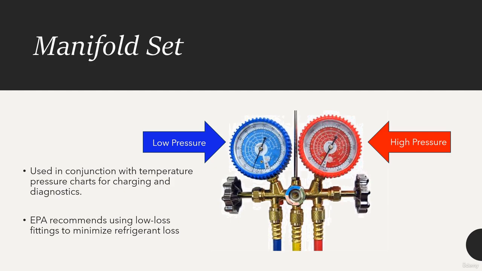Make sure your hoses and manifold set are rated to handle the refrigerant being used. For example, an old R22 manifold system and hoses are not designed for today's high pressure refrigerants such as R410A.